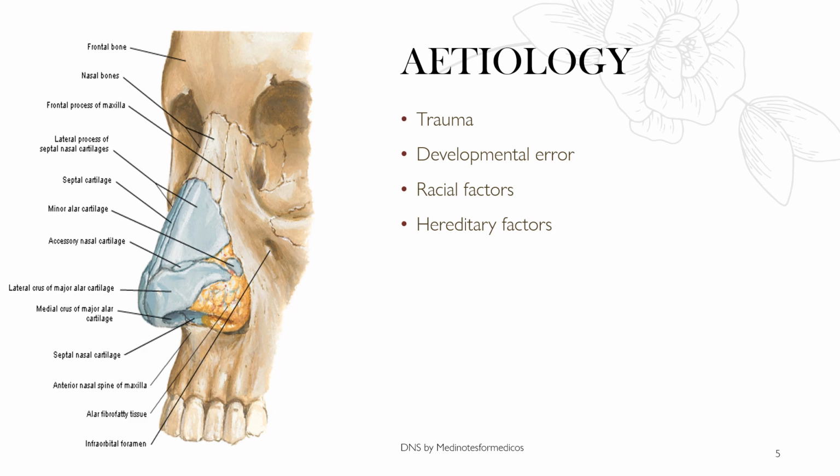When we go for the racial factors, you can see that it is more in Caucasians than Black Americans. We can go to the hereditary factors now. Usually it's not that significant, but there are some cases in which several members of the same family might have a deviated nasal septum. If I take an example, my nose is a bit deviated and so was my father's nose and his father's too. So I have a deviated nose as a hereditary factor.